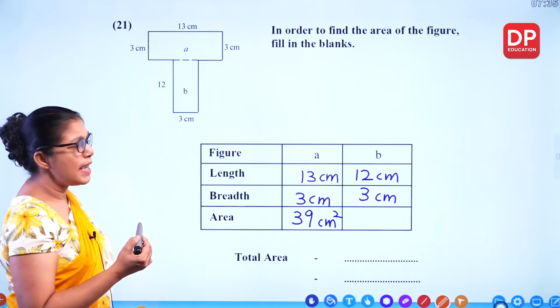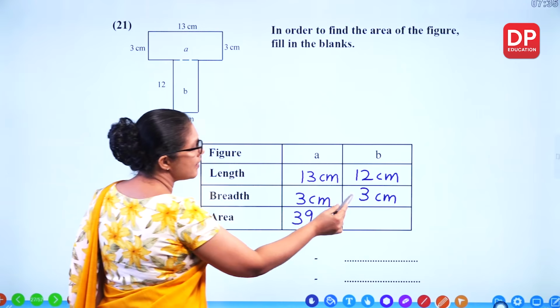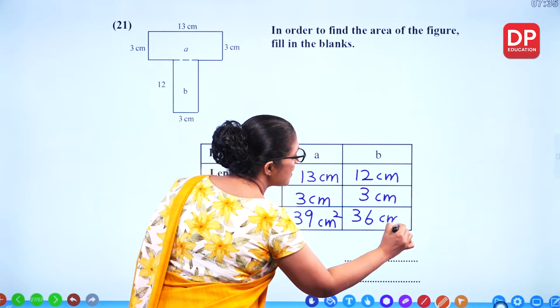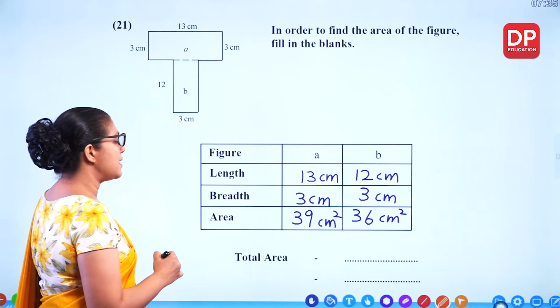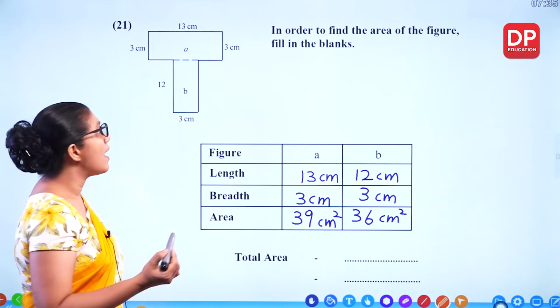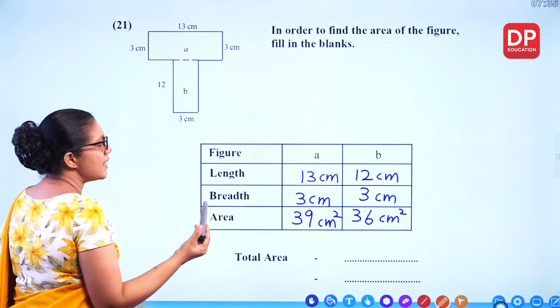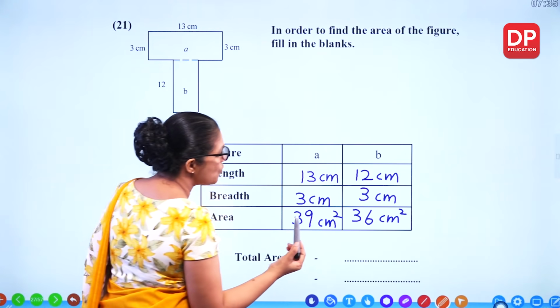What's the area of B? 12 times 3. 3 times 2, 6. 3 times 1, 3. 36 square centimeters. So what's the total area? Area of A plus area of B. So you just add these two.